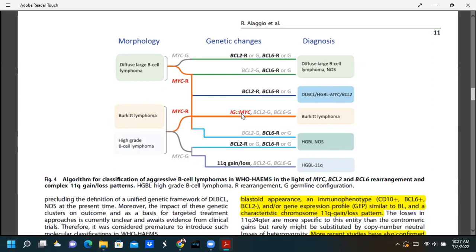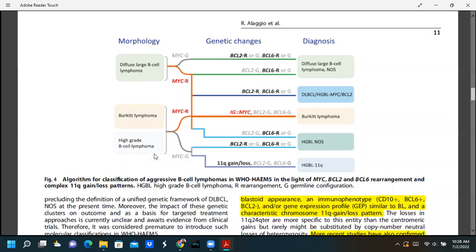If it is IGH MYC, BCL2 and BCL6, just the MYC, then it is Burkitt's. IGH MYC is Burkitt's. And then fourth is MYC rearranged, and then BCL6 rearranged or germline, BCL2 germline, that's high-grade B-cell. Yeah, I think it's what we have read, that there was a confusion. So when the MYC is rearranged and BCL6 is rearranged, in that case, if the morphology is of DLBCL-NOS, we will call it DLBCL-NOS. Otherwise, we will call it HGBL-NOS. I think that's right. Yeah, that's right. That makes sense.